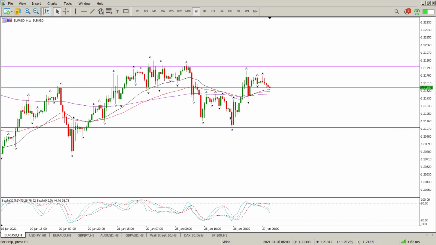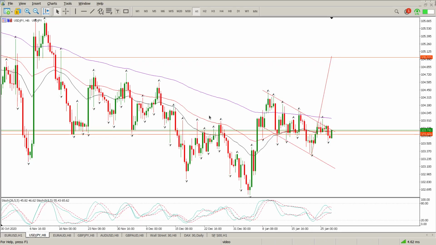We need to break through this channel. And you can see, as I've drawn it, above the moving averages, below the moving averages, above the moving averages. I wouldn't be too surprised to see it move below the moving averages now. Anyway, I'm sitting on the sidelines with that at the moment.